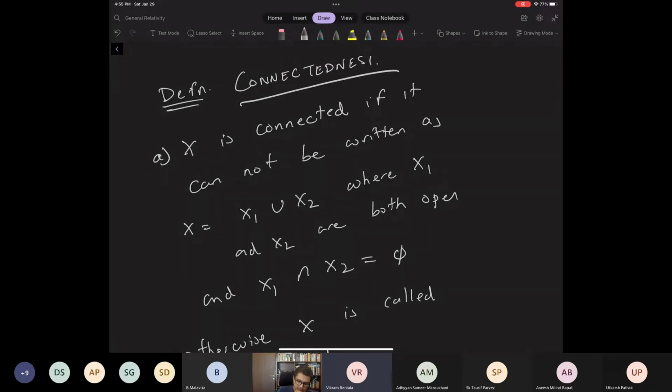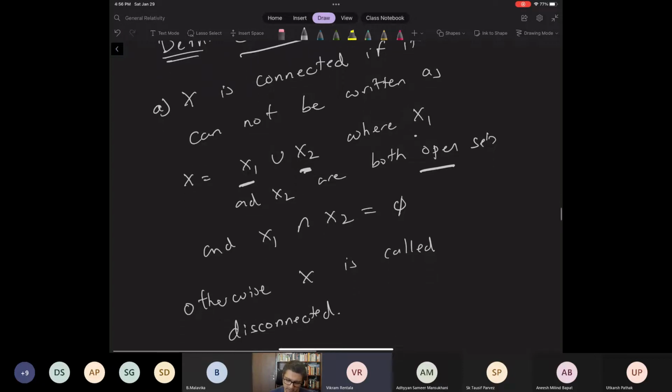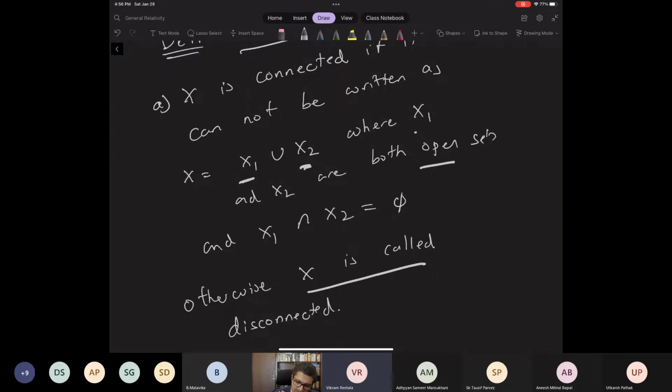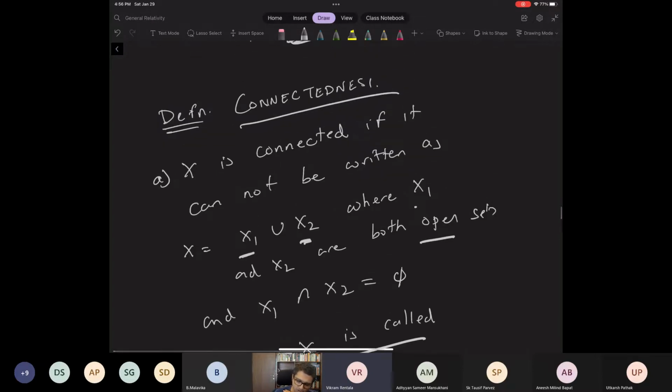Okay, the next thing we'll talk about is this idea of connectedness. We say that a topological space X is connected if it cannot be written as a union of X1 and X2, where X1 and X2 are both open sets, and X1 intersection X2 is a null set. Otherwise, X is called disconnected. So if X doesn't satisfy this criterion, X is called disconnected.